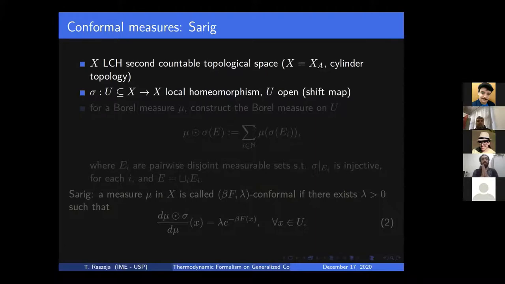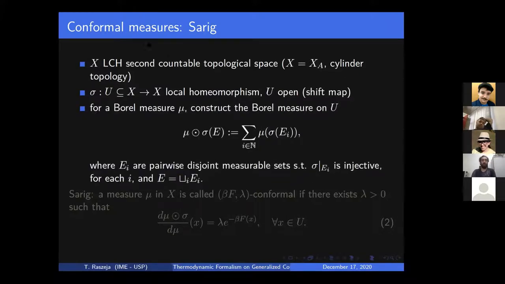In the sense of arXiv, we have a space which is locally compact. These are actually very standard conditions in the topology, and you have a local homeomorphism. You may define a measure which for every Borel subset, you decompose it into E_i, which each one, when restricted to the shift, is an injective map. And a beta F lambda conformal measure is a measure such that there exists the Radon-Nikodym derivative, and more than that, its value is lambda e to the minus beta F almost everywhere.